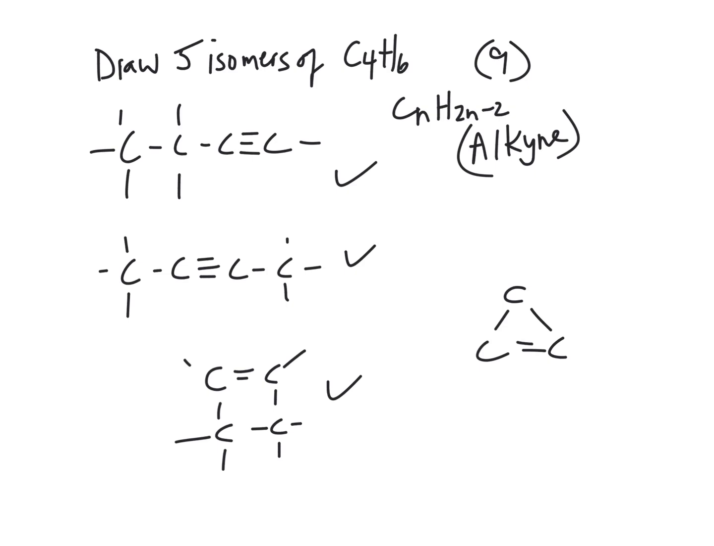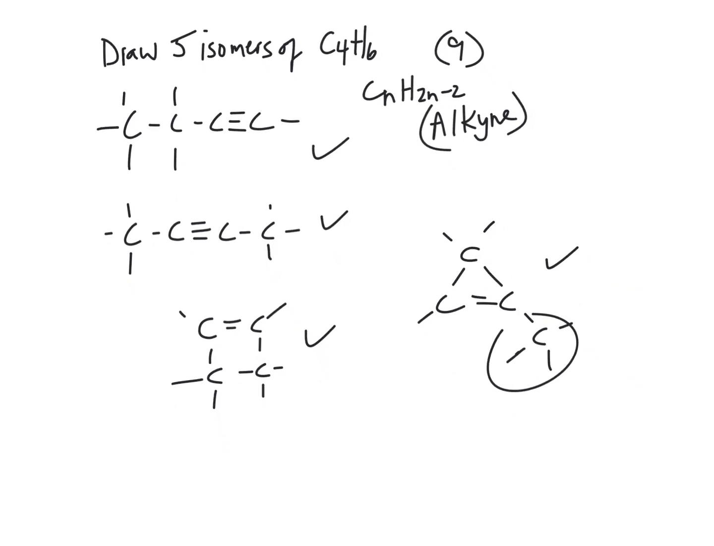You could try a 3-member ring. Put a double bond in there. 1, 2, 3, 4. Oh, we don't have enough carbons. Here we go. That's probably why. 1, 2, 3, 4, 5, 6. Okay, there's one there. You could try sliding that methyl group around to different carbons. That would probably give you some different options.